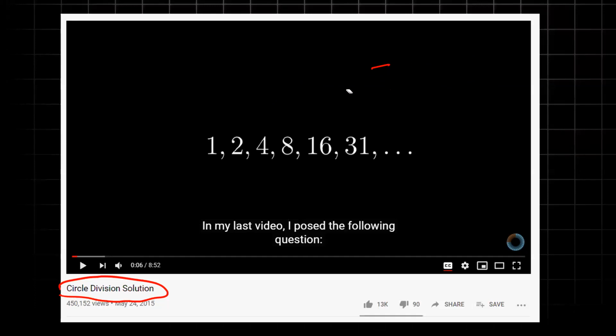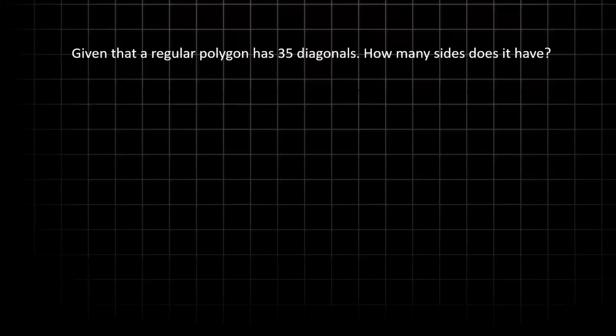Thank you, Shashank. Anyways, now tell me this one quickly. You guys know this, right? Tell me the answer for this quickly. Use the formula like first standard kids and tell me the answer. It's easy, right? 35 diagonals, how many sides does it have?